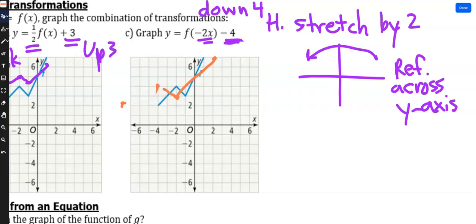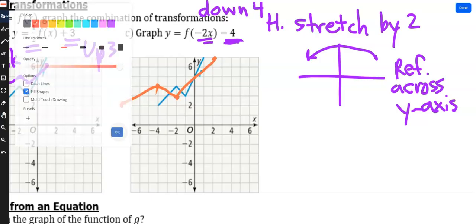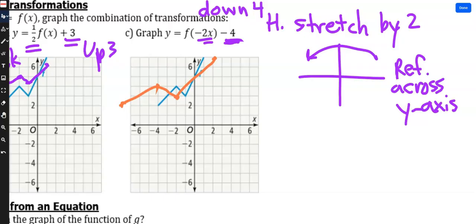So, there's your horizontal stretch. You pulled it away from the y-axis on both sides. But now we have to reflect that across the y-axis. Okay? So this point's going to come way over here, right?